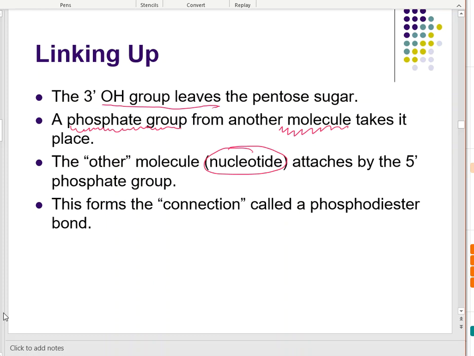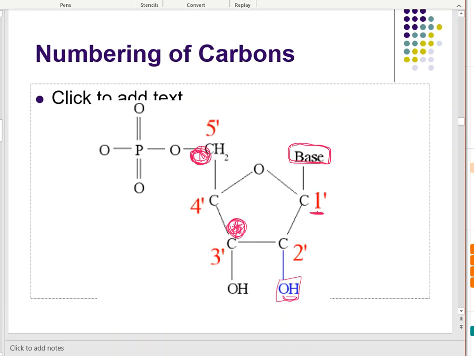And that nucleotide has a phosphate group, and that phosphate group is attached to the 5' carbon. And that is why we say 3' and 5' are going to be the most important carbons in the DNA chain, because that is what begins to link these things up.